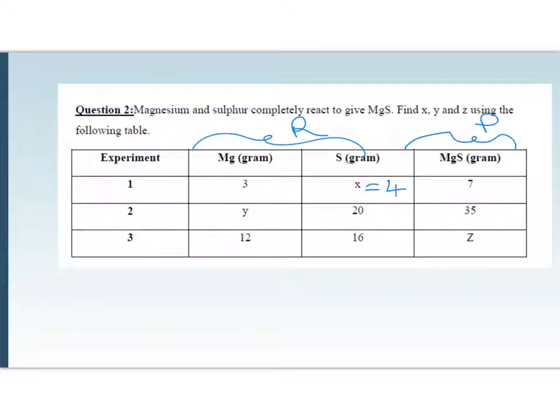because you have 3 plus 4 should be equal to 7. What else? You need to have 35 grams of product, so you have 20 grams of sulfur. So what is the missing number? It is 15 grams here. And what else? You have 12 grams of magnesium here and 16 grams of sulfur. So you end up with 28 grams of product here.